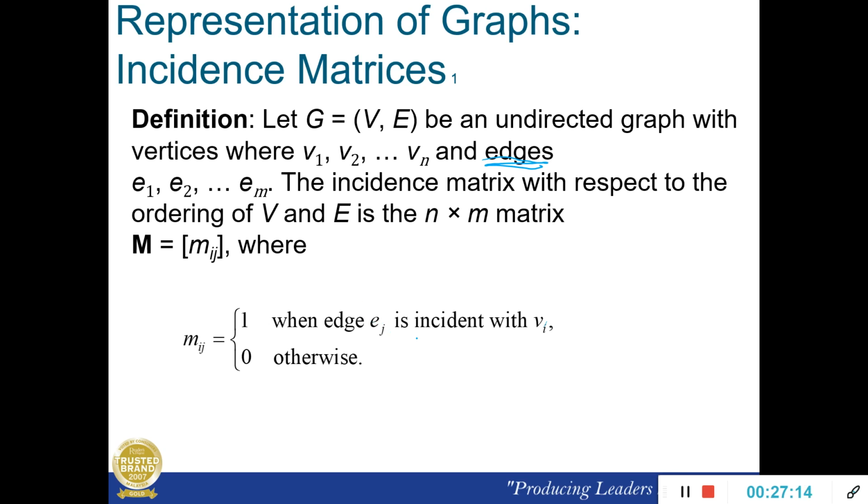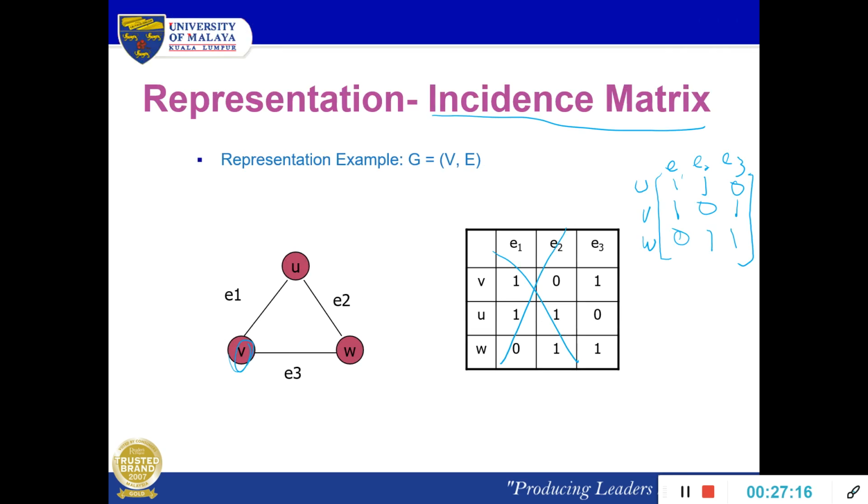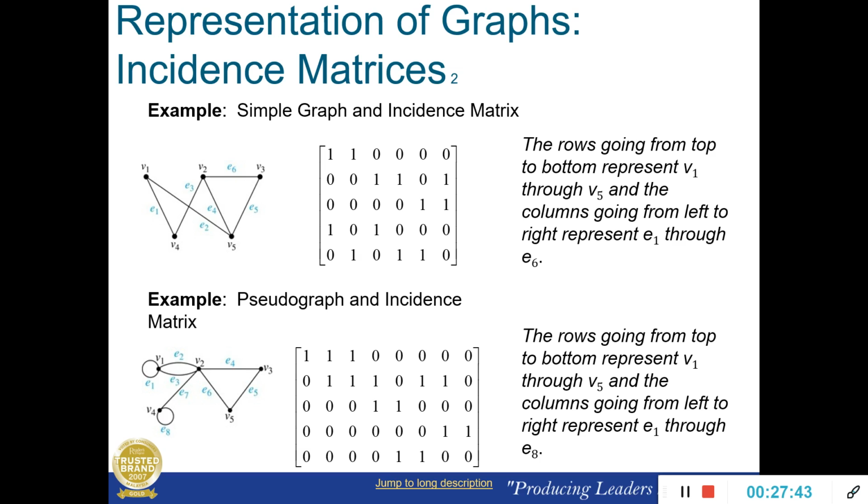When an edge Ej is incident with Vi, or connected, so U is incident with E1 and E2. So E1 and E2 you put 1. W is incident to E3 and E2. So E2 and E3 you put 1. E1 is not incident with W, so you put 0. So this is the incidence matrix. When the information about edges is more useful, you use the incidence matrix. When the information about vertices is more useful, you use the adjacency matrix.